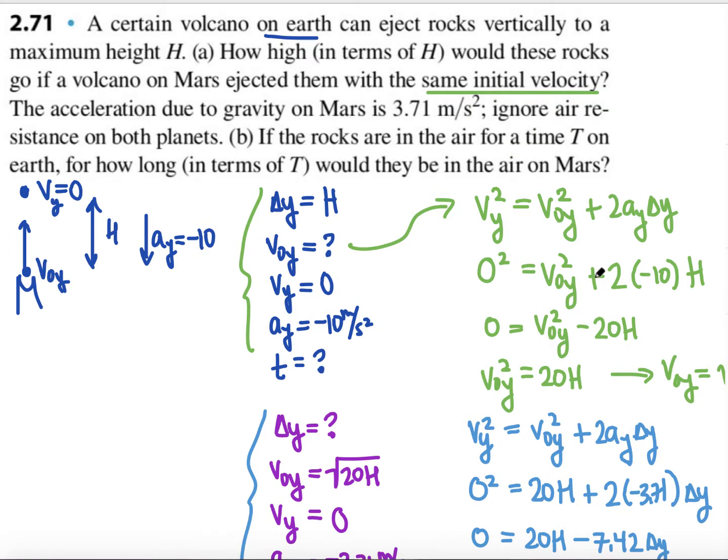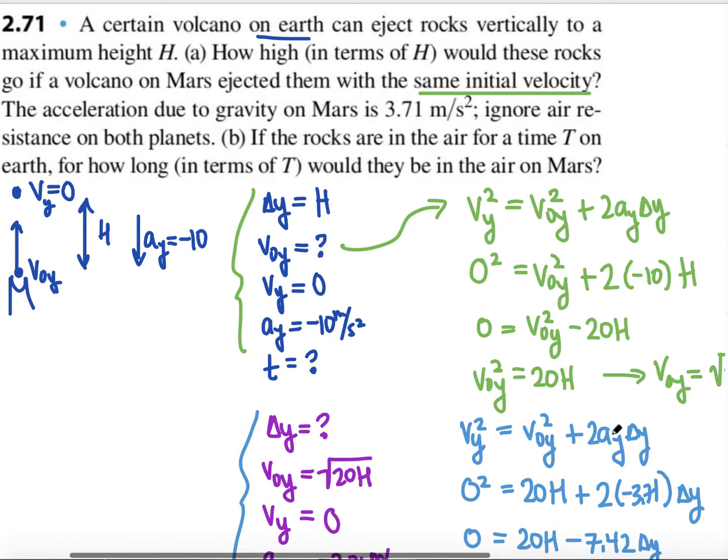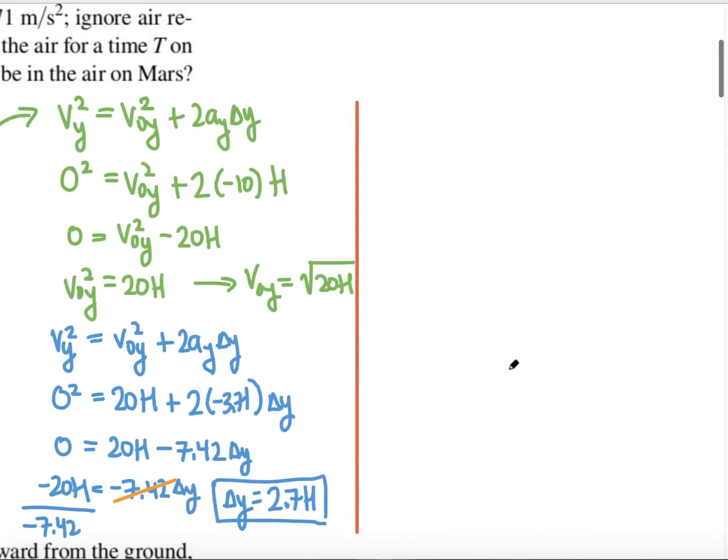B asks, if the rocks are in the air for a time t on Earth, how long, in terms of t, would they be in the air on Mars? So in order for us to talk about how long they're in the air, we know that that's going up and coming back down. So for B, what's really important here is that delta y is actually 0. We don't need to worry about this h business. So let's go over and take a look at B.